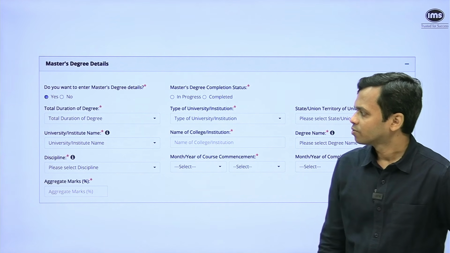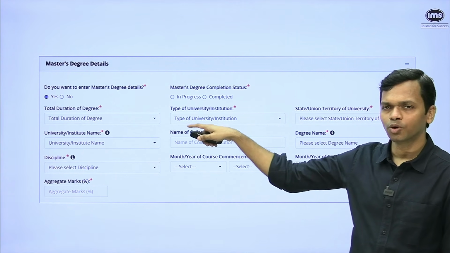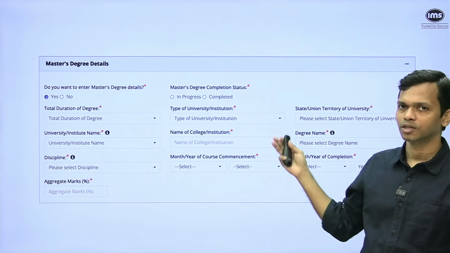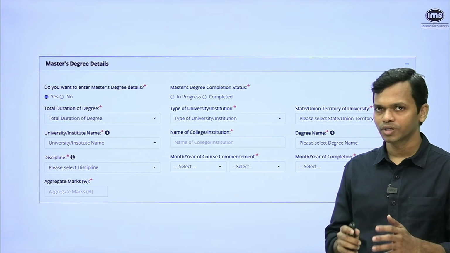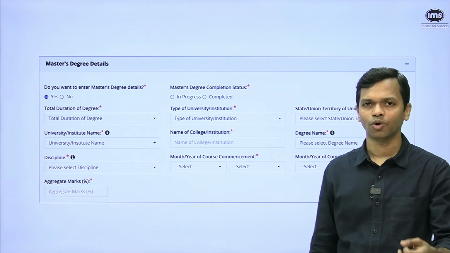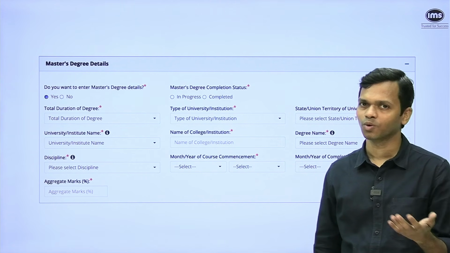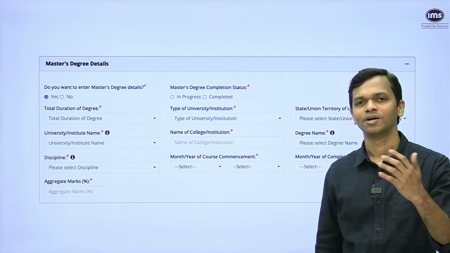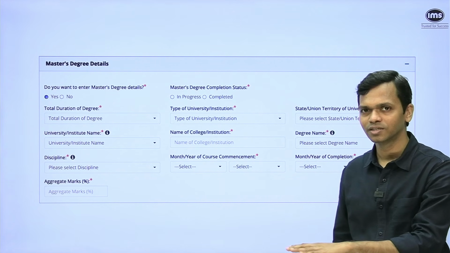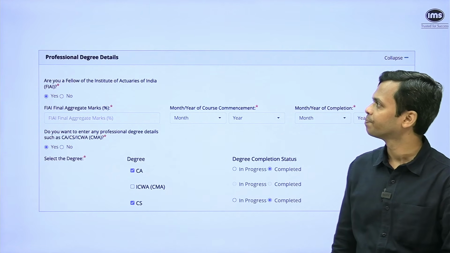The master's degree questions are very similar, so I'm not going to spend more time here. In case you want to enter it, you can, and whether it is in progress or completed, depending on that, the questions will change. But whatever is available, you enter that information. So don't keep thinking, should I enter it, should I not enter it. If you're pursuing it, you can enter it. In the interview, if they ask you, you can always talk about why you're doing it, why you did it, and all of that. So don't worry about that part. A lot of students have that concern. I don't think you should have it right now. If it is available, you enter it.